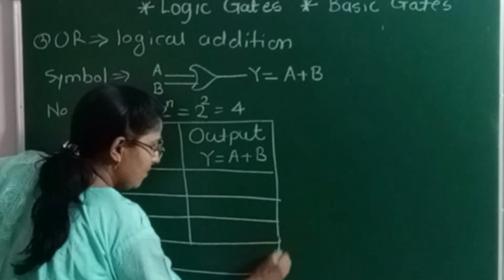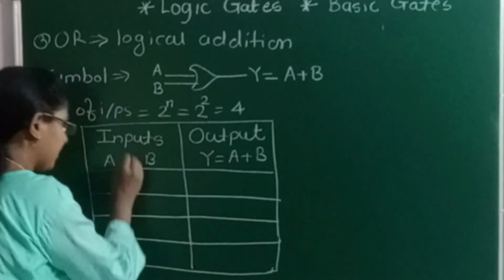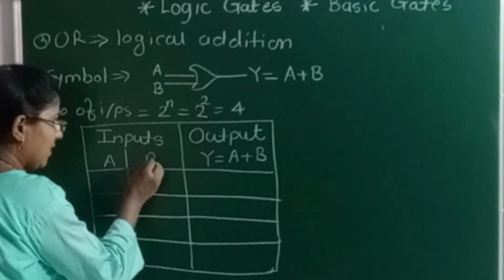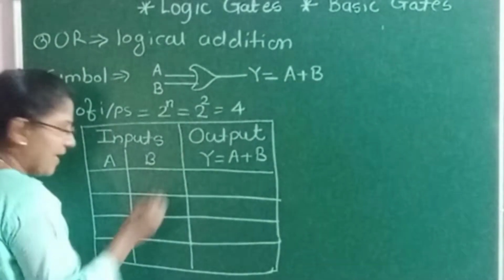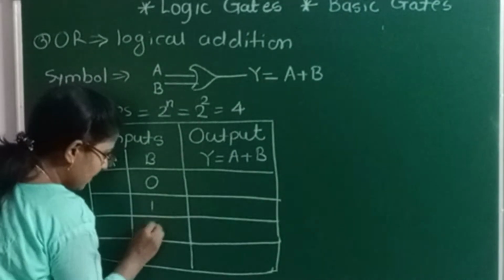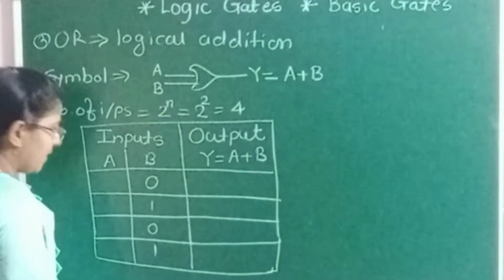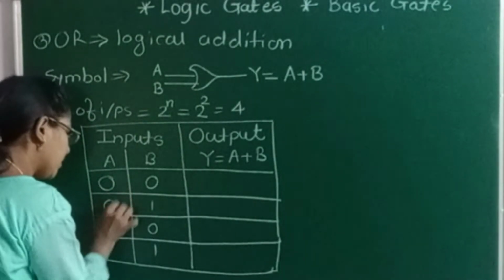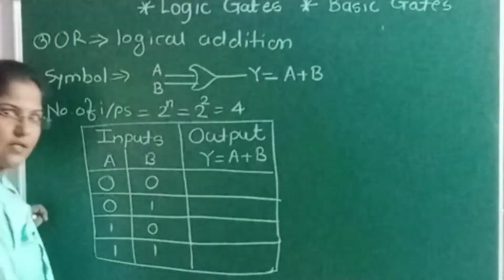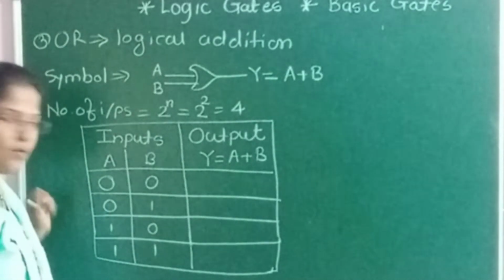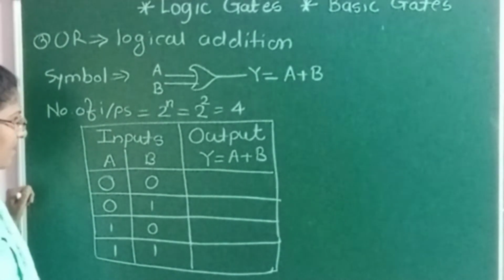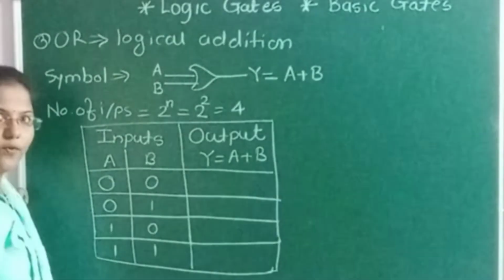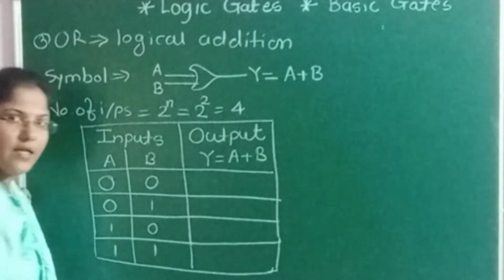Easily you can remember all 4 input combinations like this. For the first input, from the right side, write 0 1 0 1, single 0, single 1 like this, and for the next write 0 0 1 1. So this is how simple it is to write all the input combinations. Now see how to find the output by using this Boolean expression.